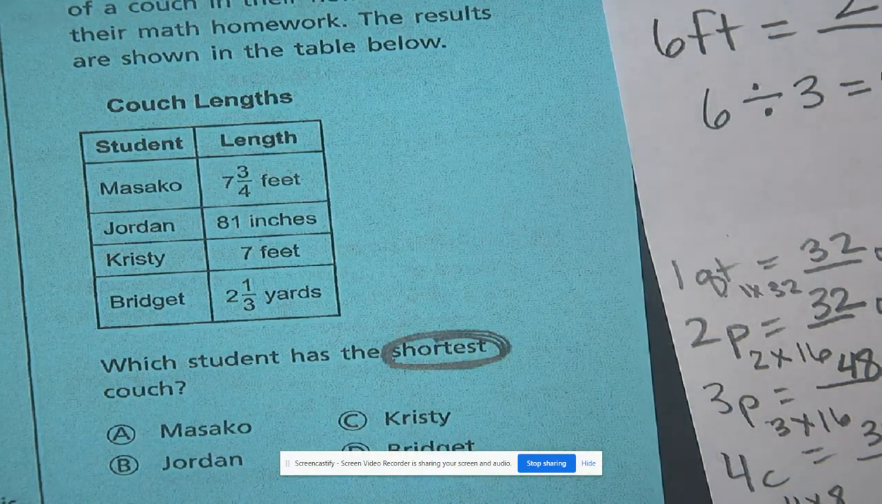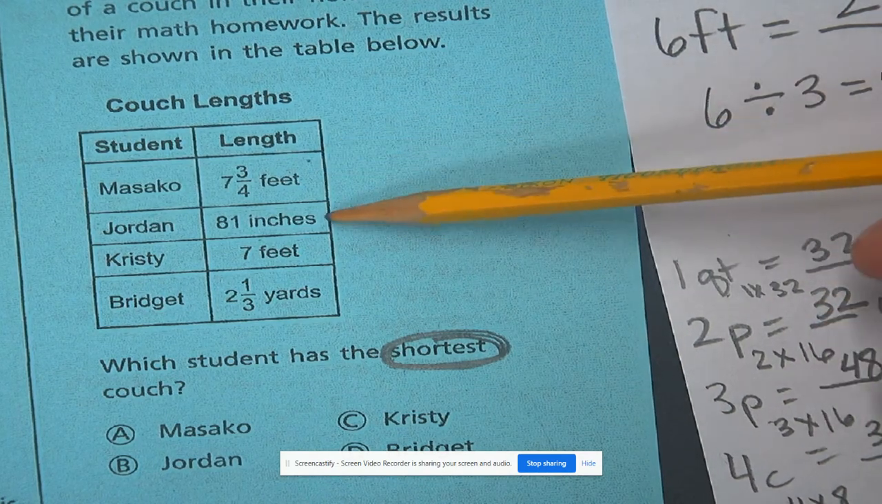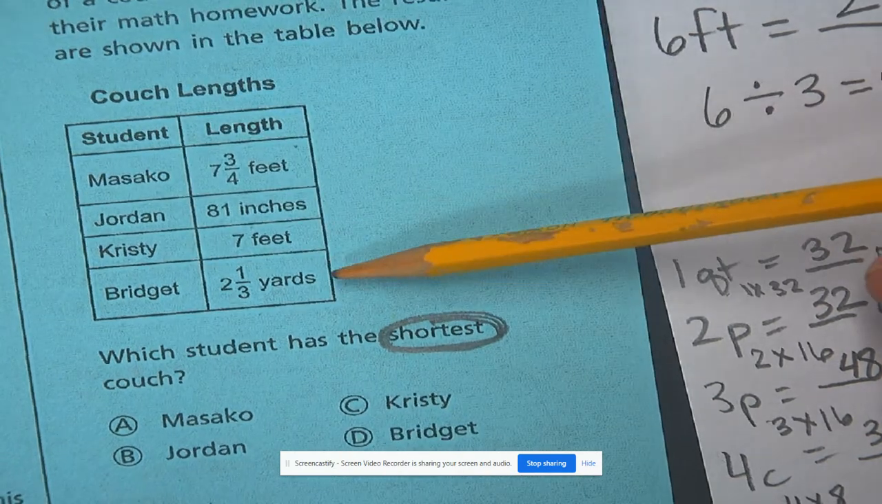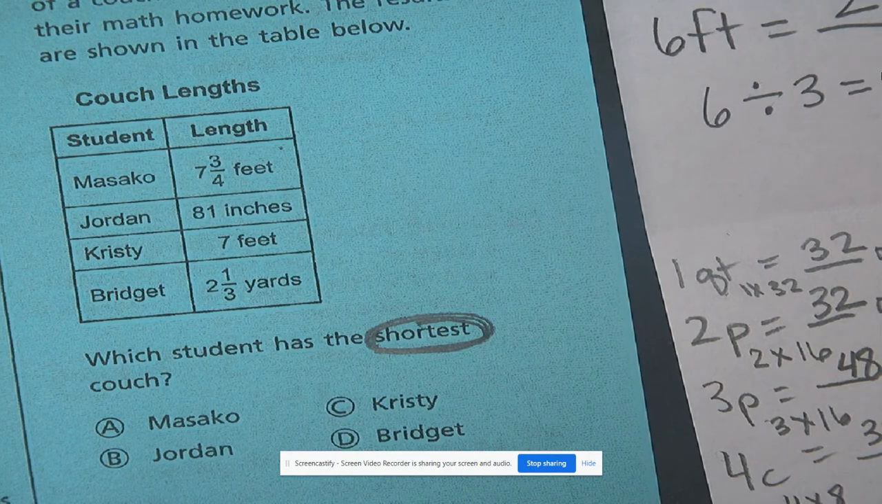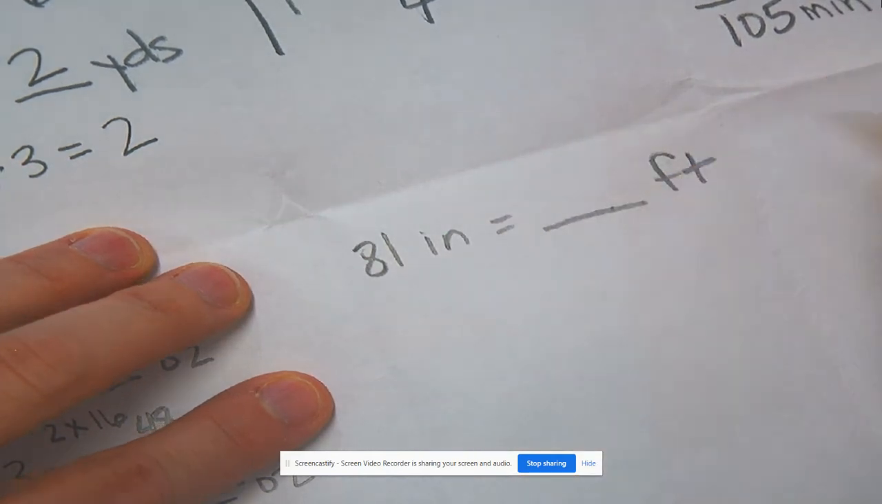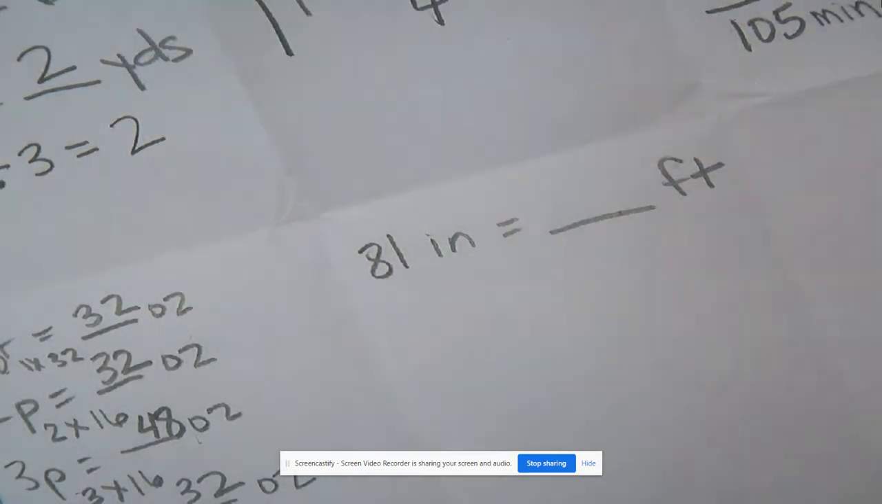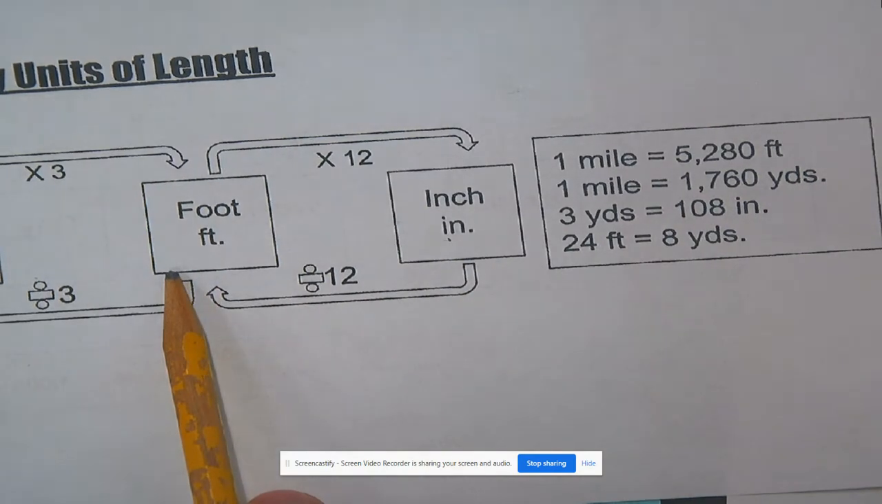Okay, so we need to decide. Do we want to change everything into feet? Into inches? Into yards? Okay, why? Oh, there's more feet, right? Less problems? Okay, so we want to change 81 inches into how many feet? How am I going to do it? Okay, how do I go from inches to feet?